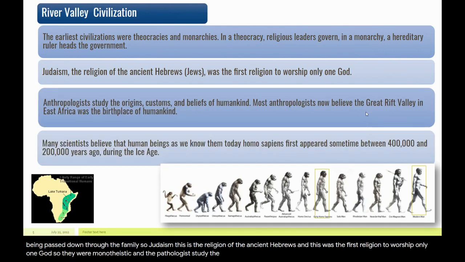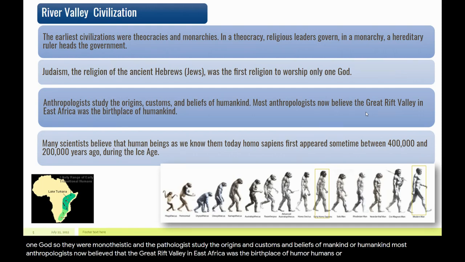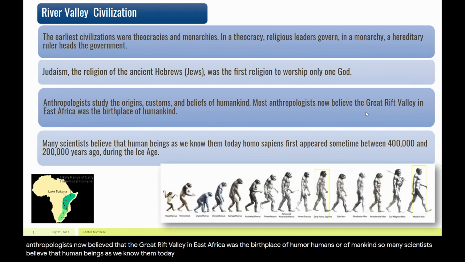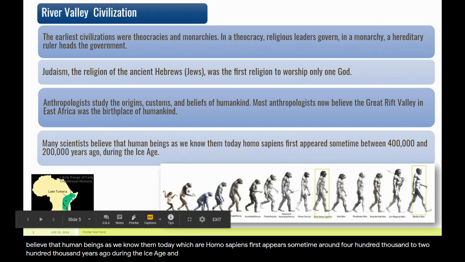Anthropologists study the origins, customs, and beliefs of humankind. Most anthropologists now believe that the Great Rift Valley in East Africa was the birthplace of mankind. Many scientists believe that human beings as we know them today, Homo sapiens, first appeared sometime around 400,000 to 200,000 years ago during the Ice Age. And here is the East Africa area we're talking about, the Great Rift Valley.